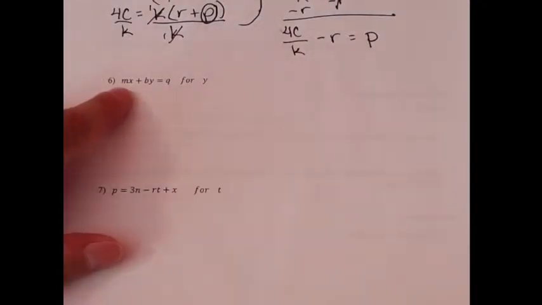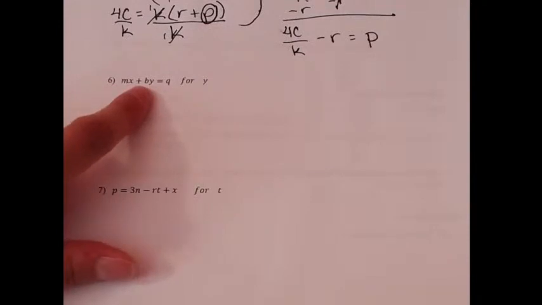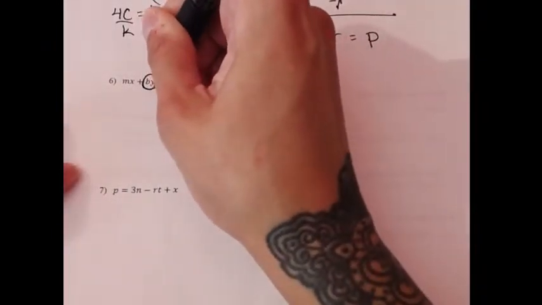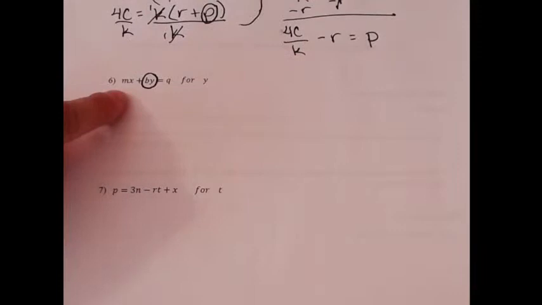So first things first, let's take a look at number 6 and recognize how many terms we have. So we have mx, which is our first term, a positive by, which is our second term, and a q, which is our third term. Now keep in mind, we want to focus on getting y by itself, which means this term has to be alone. When we focus on isolating the term itself, recognize that mx, that term, is on the same side as by.